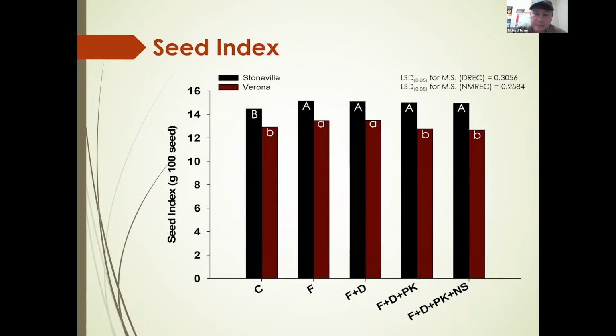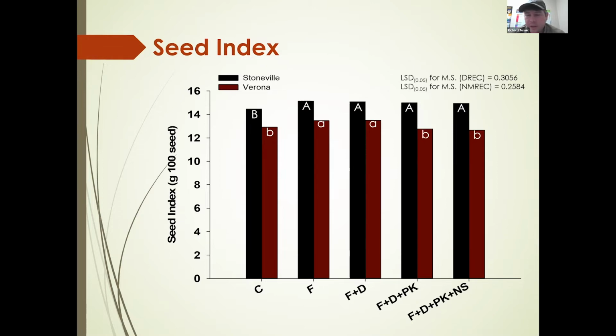So seed index, this is going to be seed weight. I have it here for Stoneville being the black bars and Verona being the maroon bars, and their level of significance. So with the control, you can see both sites were considerably less than once we started adding management onto that. Essentially what that means is we were getting heavier seed with the addition of the fungicide. And that can be seen at Verona and Stoneville.